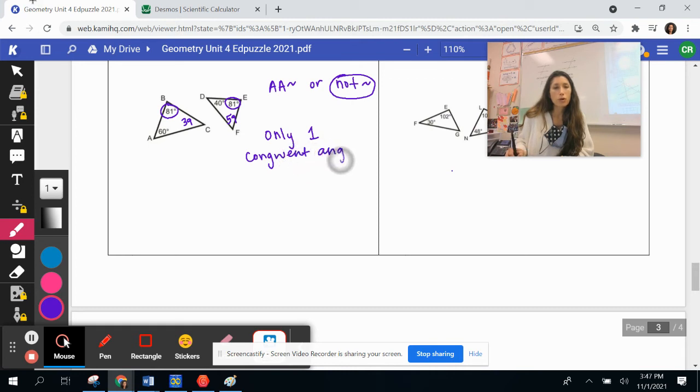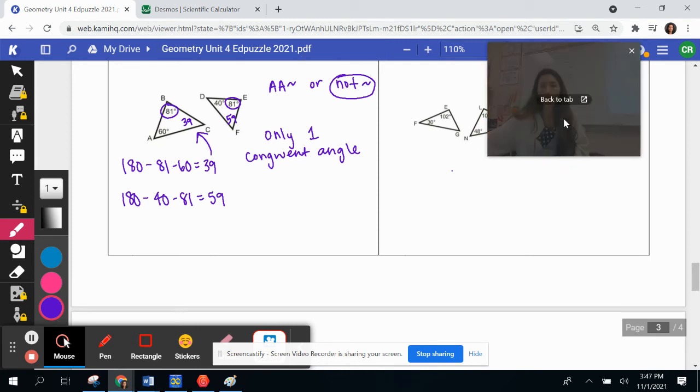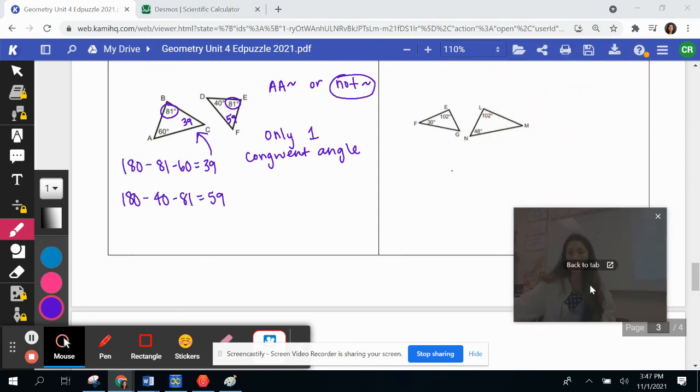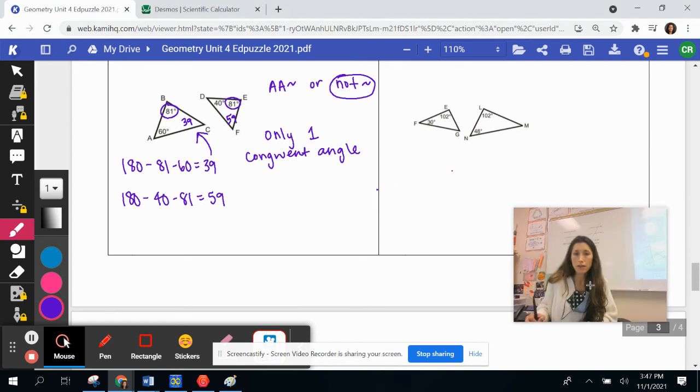And you would want to show the work that you did here, in terms of like, okay, 180, we subtracted 81, we subtracted 60, we got 39, and that went here. And then we did 180, we subtracted 40, we subtracted 81, we got 59. So the angles 60 and 59 are close to each other, not the same. Angles 39 and 40 are close to each other, but not the same. They need to be identical. So go ahead in this set of triangles here, determine if they are similar or not.